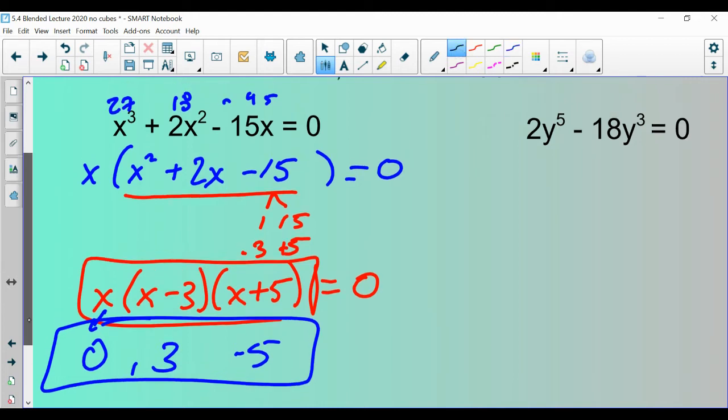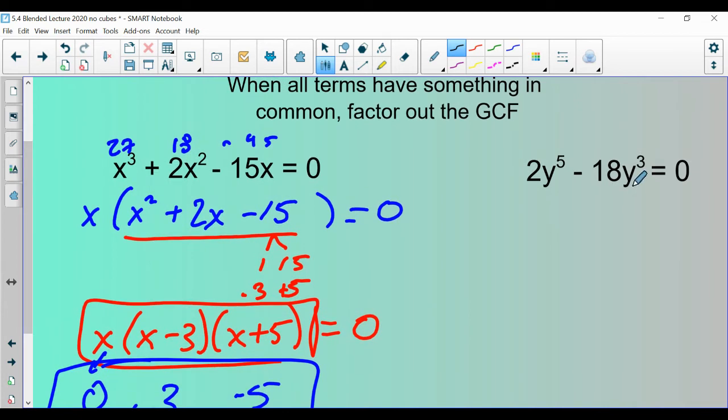Let's move on and try this one. They do have something in common in this problem as well. That's my goal in this variety, to factor out the greatest common factor. Well, 2 and 18 actually have a common factor of 2 as well. I'm going to factor that out. That's going to make my life a little bit easier.